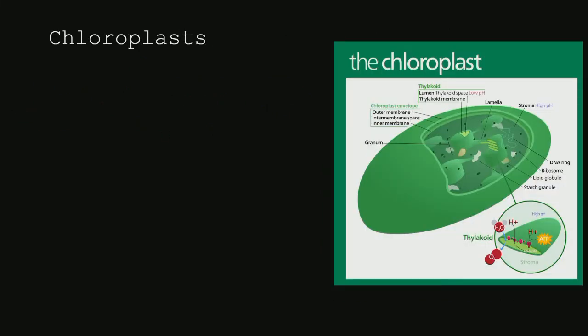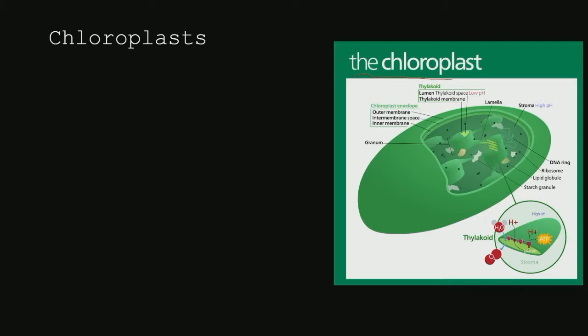Okay, so where does this occur, you ask? Well, photosynthesis happens in the chloroplast of the cell, of a plant cell, sorry. So photosynthesis occurs in the chloroplast of the cell.